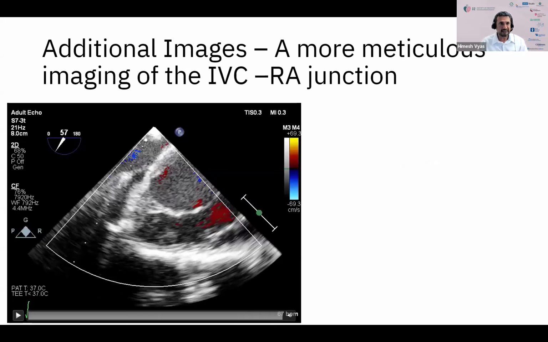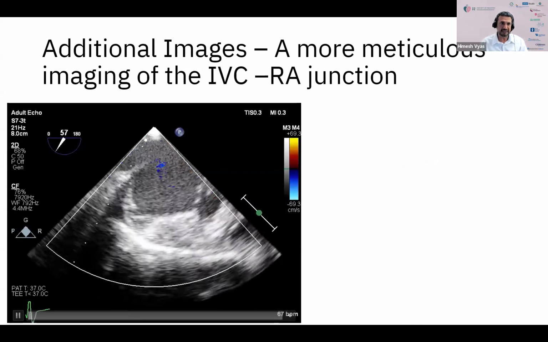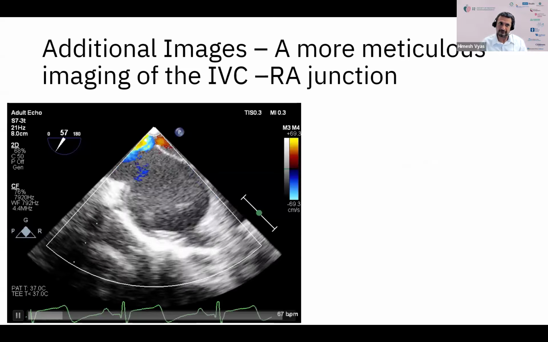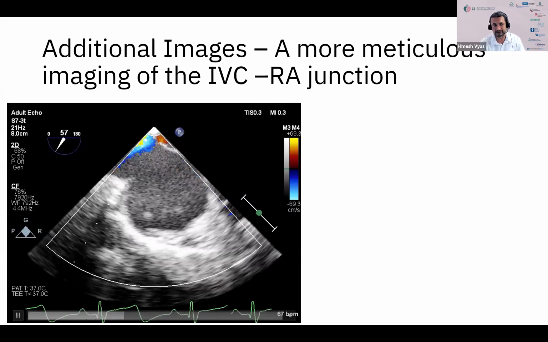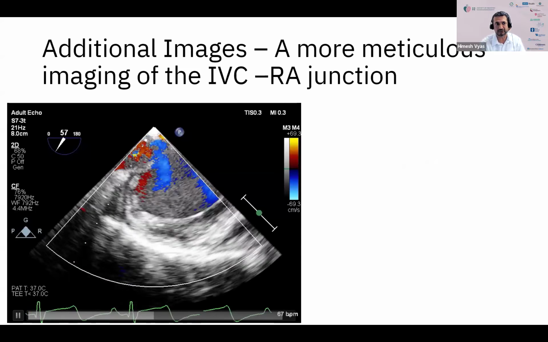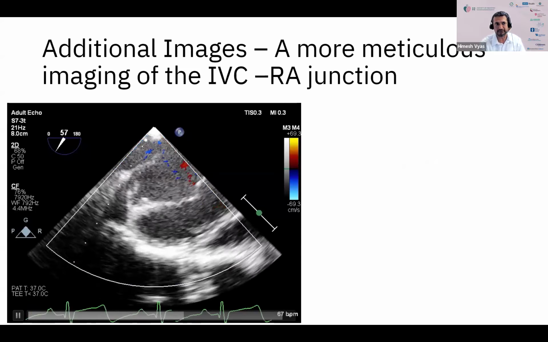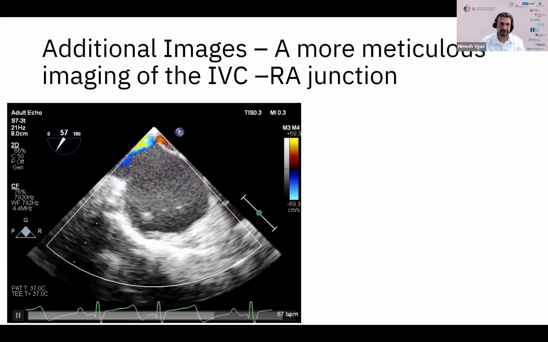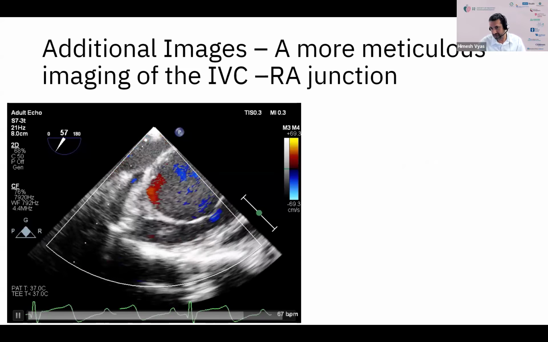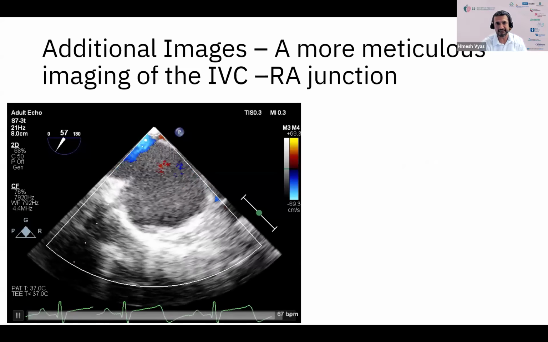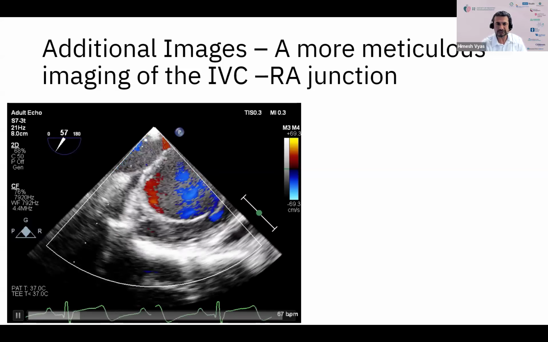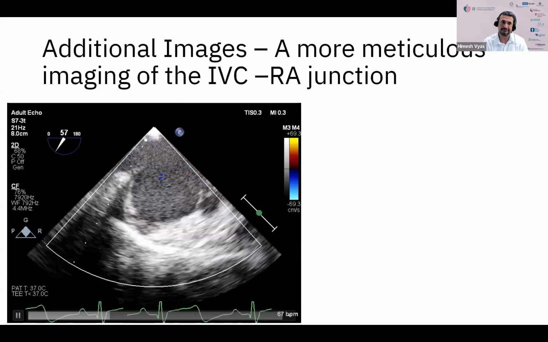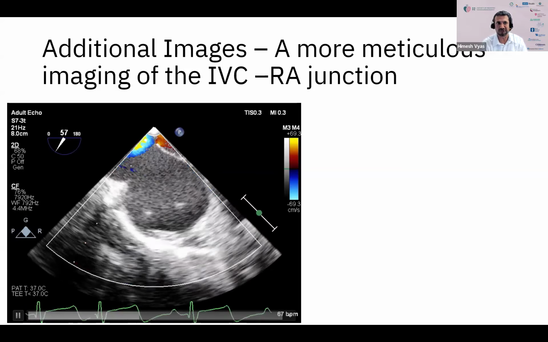And a more meticulous examination of the IVC-RA junction showed, harder to see perhaps on the TEE than sometimes on the transthoracic images even, a significant shunt right by the IVC, where we knew that there would be one, by the IVC-RA junction. And that was enough to convince the surgeon to move forward with the surgery.